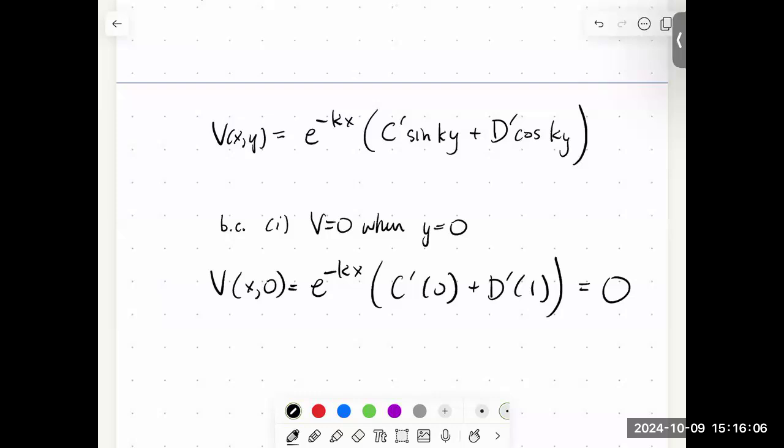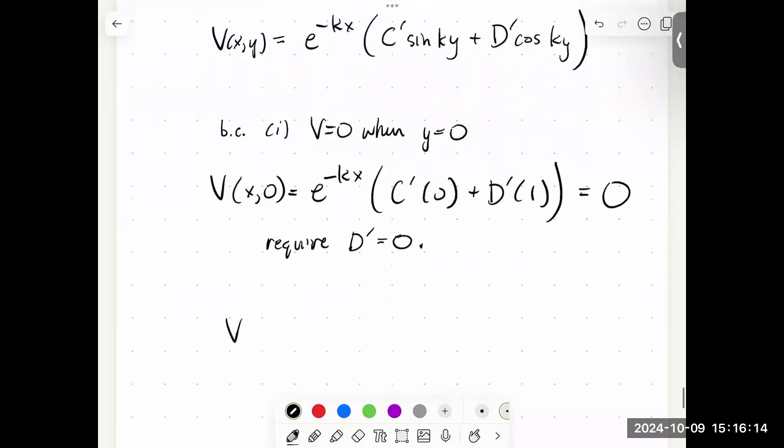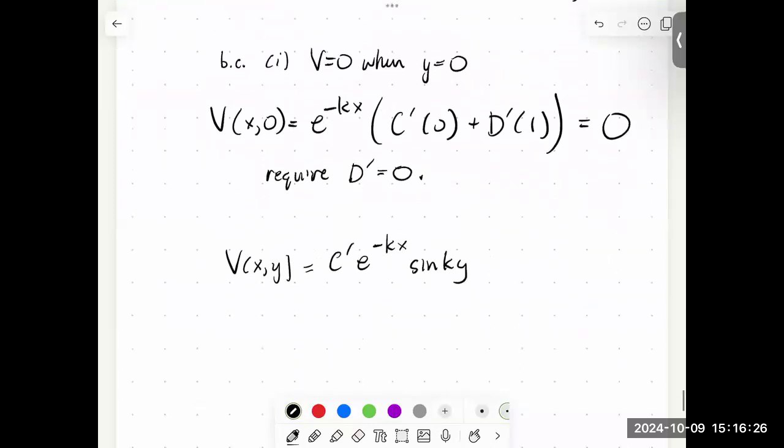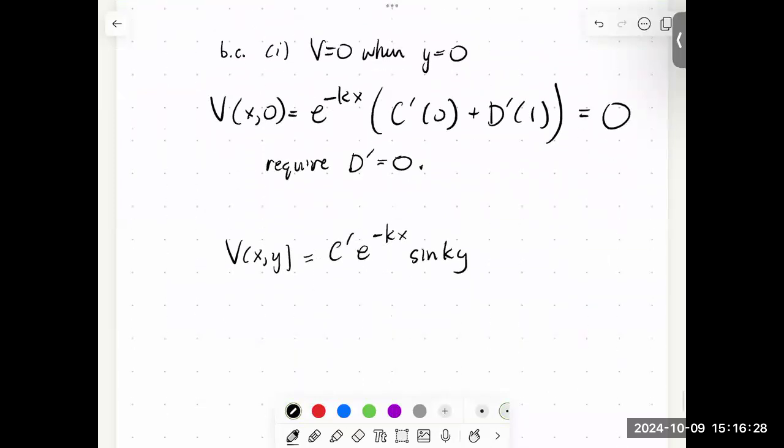D is 0, right? We require D prime to be 0. Okay, so then V of x,y. This is kind of nice. We're getting rid of constants left and right. Good. E to the minus kx sine of ky. Let me do one more and then we'll finish.